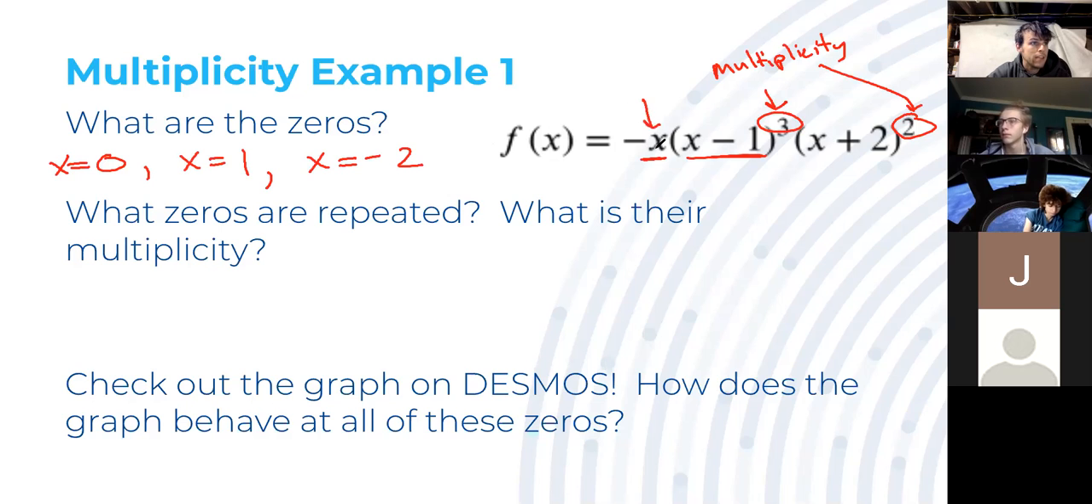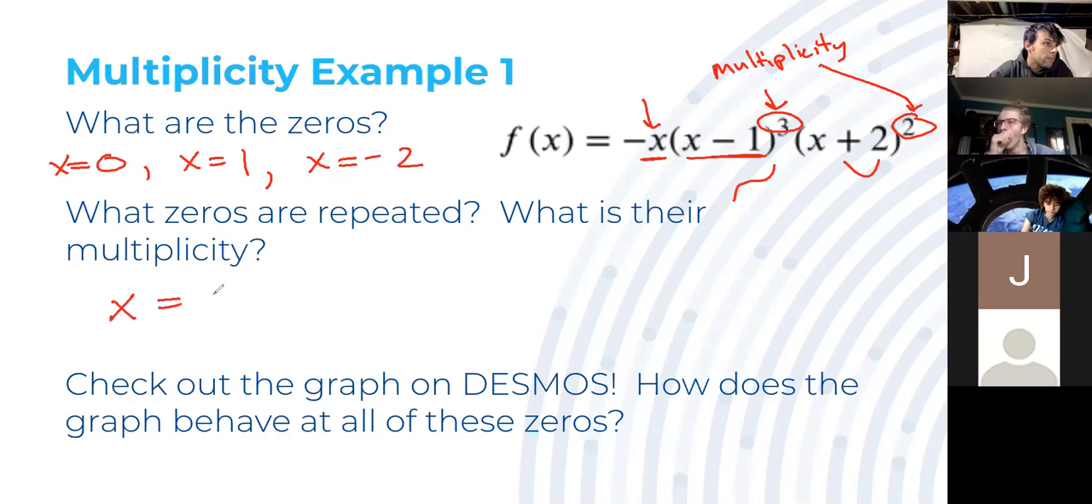This one is just a normal 0. It's going to pass straight through there. It only happens once, so this one gives us a normal one. This one has an odd multiplicity, so it's going to do that wiggle through there. And this one has an even multiplicity, so it's going to be bouncing at that number. So when we look at the graph, that's what we're looking for.